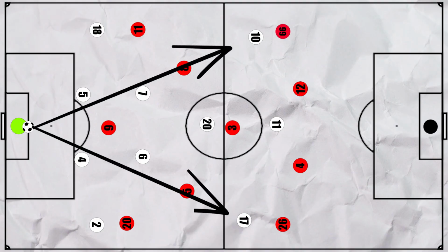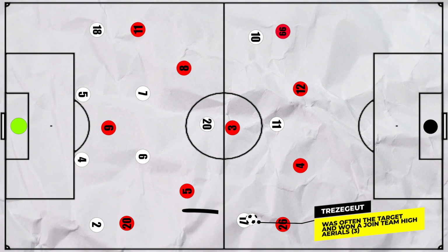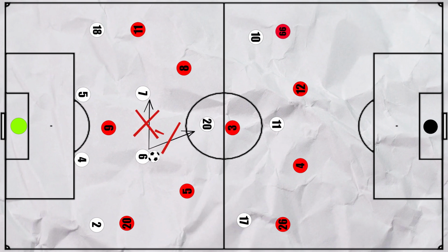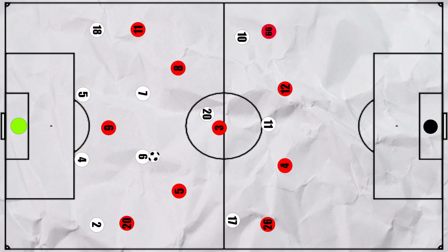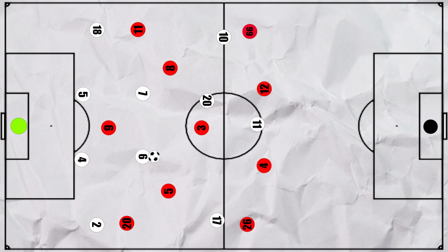Instead, Martinez looked to go long into the wide areas, often to Trezeguet on the right against Trent, but he could go both ways. In fact, most of Villa's goals didn't come from intricate midfield play, but rather much more direct play. Liverpool kept an extremely high line, which is fine.